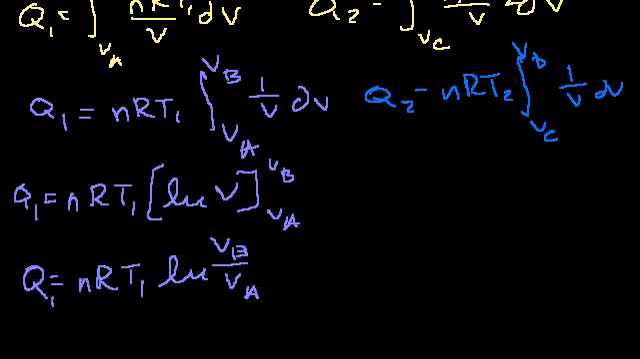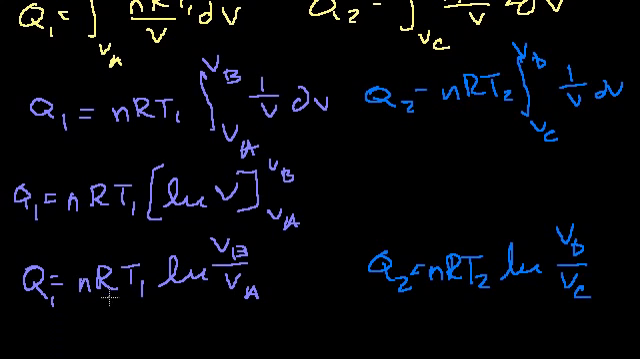Now, the same logic, q2 is going to be equal to what? q2 is going to be equal to nRt2. Now, the only difference with this integral is where I had vb, now I have vd. So now it becomes natural log of vd. And where I had va, now I have vc. So over vc. All right.